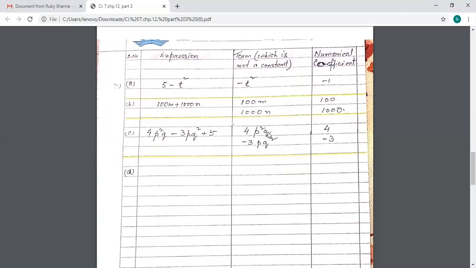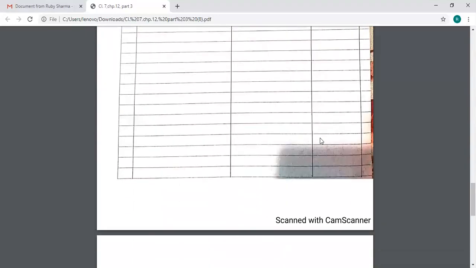So 4p square q, what is the numerical coefficient of p square q? 4. And in this, what is the numerical coefficient of pq square? Minus 3. So for this term, the numerical coefficient is 4. For this term, the numerical coefficient is minus 3. So that is what they want here, only the numerical coefficient. Okay. So we write here 4 and minus 3. Be careful with the plus and minus sign and complete this table in your classwork copy.